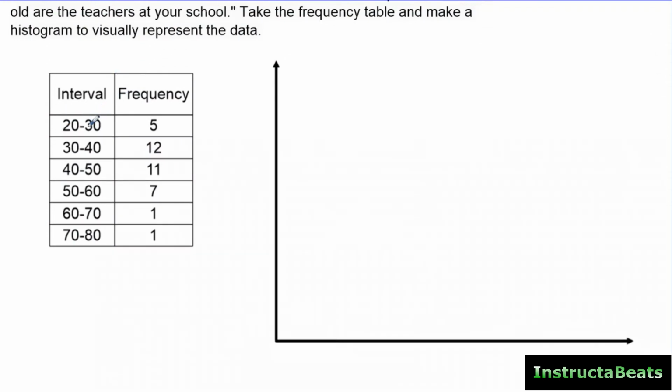So from 20 to 30 years old, there was 5 people in that age group. From 30 to 40, there were 12. From 40 to 50, there were 11. From 50 to 60, there were 7. From 60 to 70, there were 1. And from 70 to 80, there were also 1. So they've given you the bins, the intervals already. You just have to put them on your histogram.